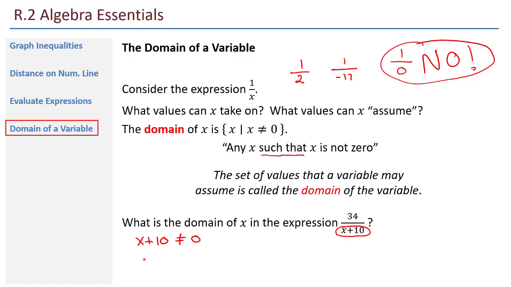So what does that tell me about x itself? x is not allowed to be -10. So the domain of x in this expression is any x such that x does not equal -10. There we go, and that's the solution.